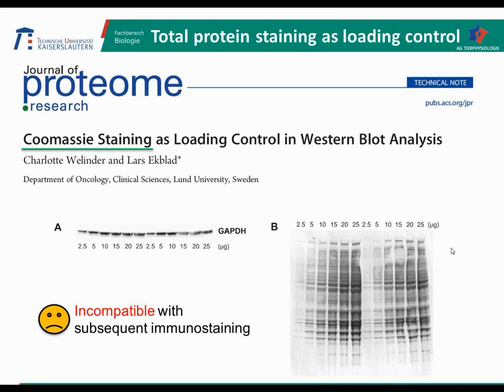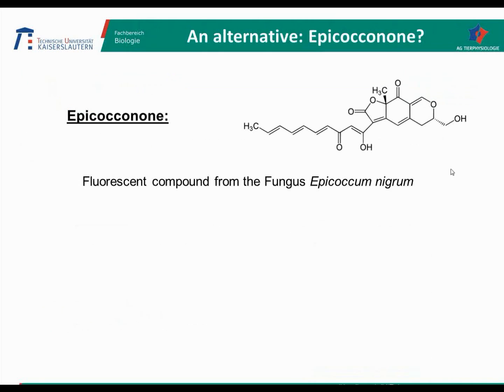So we looked for an alternative and found some staining methods which are based on epicoquinone. What is epicoquinone? Here you see the chemical structure, how it looks like. It was described a bit more than 10 years ago by Bell and Karuso, and it is described as a fluorescent compound from the fungus Epicoccum nigrum.